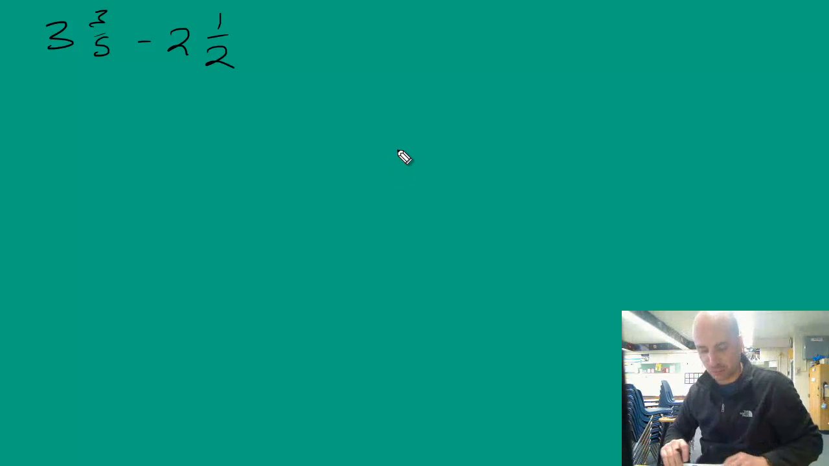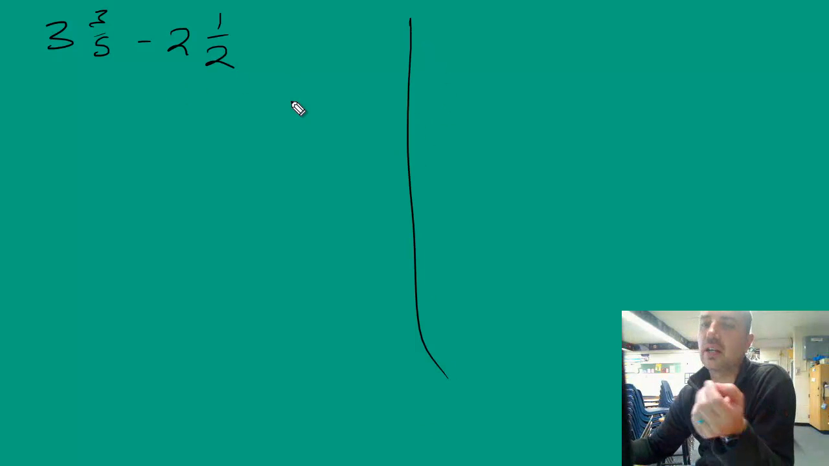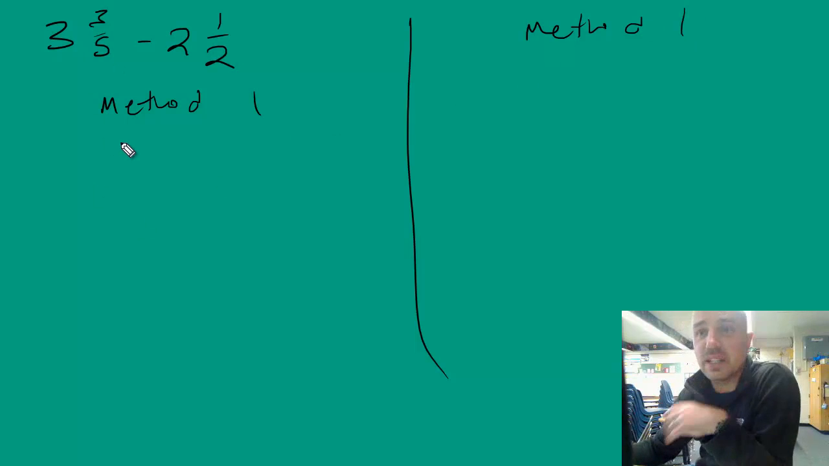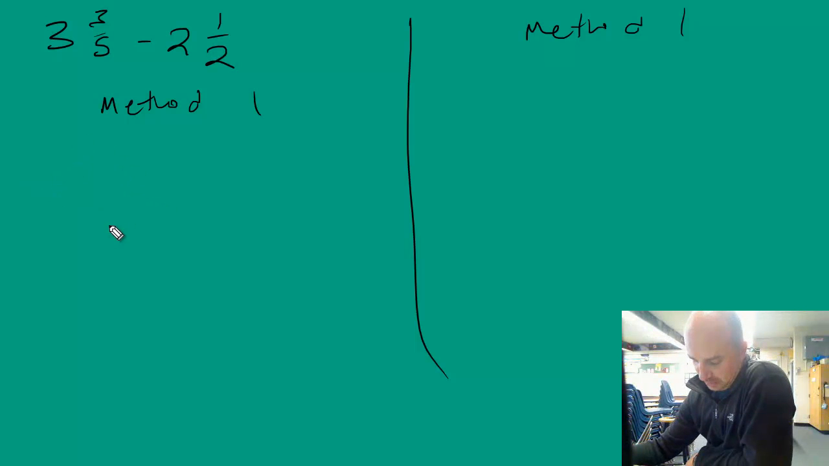Good job. I hope you did awesome. Remember, there's 2 methods that we can do here. What I'm going to do is just draw a line down it. I'm going to say I have method 1, and over here I'll do method 2. Sound good? 3 3/5 minus 2 1/2. I'm going to take care of my 3 minus 2 right away. I just don't even want to deal with it. 3 minus 2 is 1, so I have 1, and then I have 3/5.